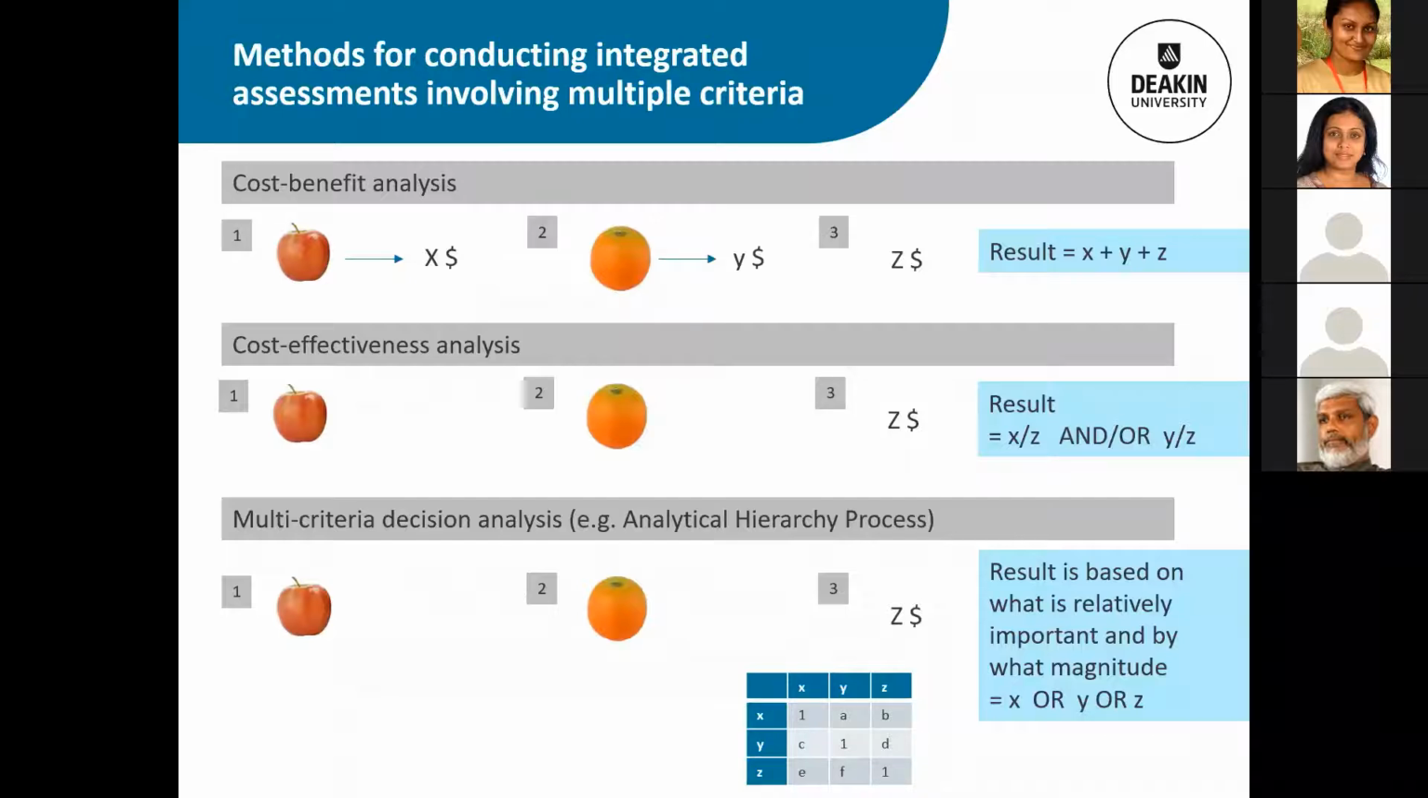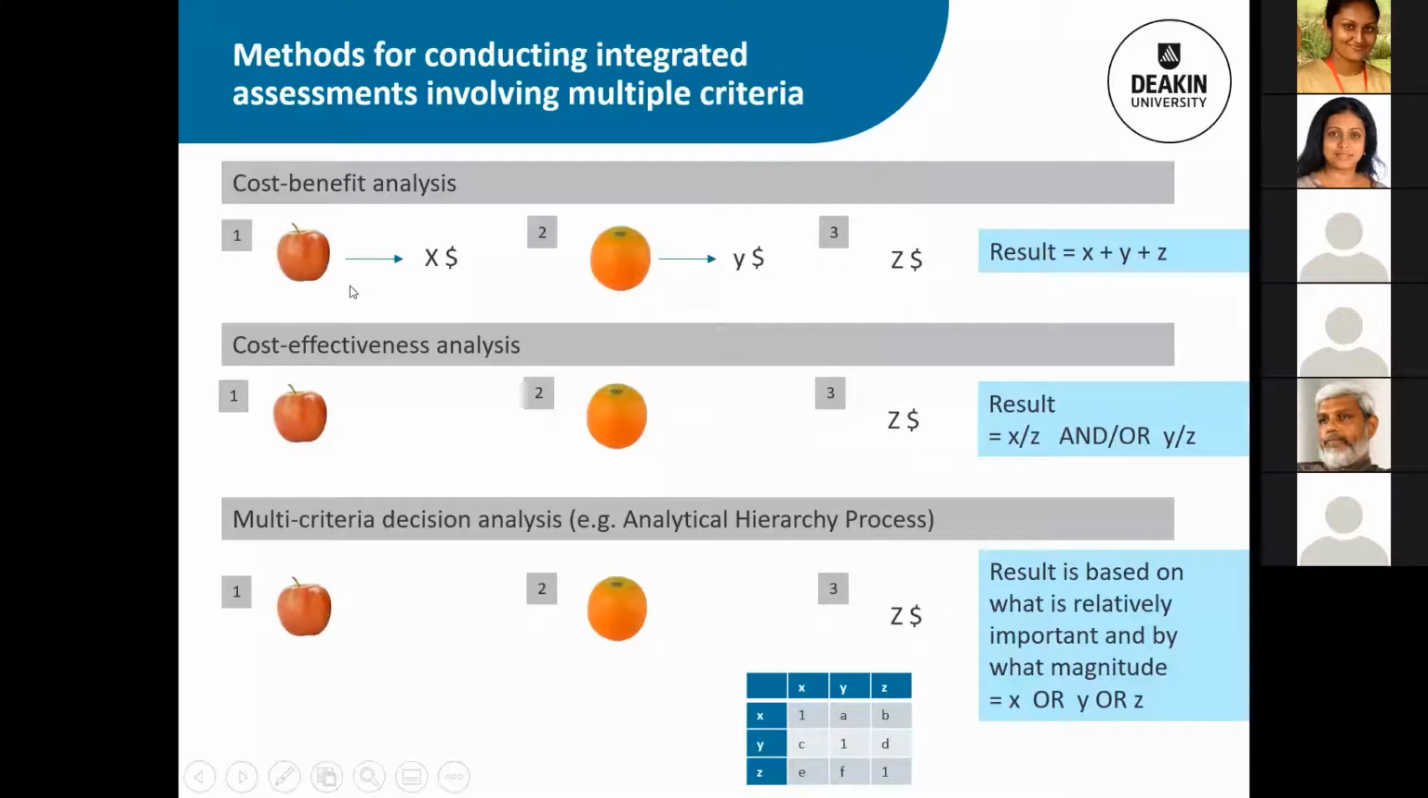So I simply took the examples of apples and oranges. That's usually what we get to compare in different decisions. Apples and oranges represent that you are dealing with different things to compare in making integrated policy decisions. Now, for example, cost-benefit analysis. If I take an example, apples could be environmental impact, oranges could be material performance, and Z is a monetary value.